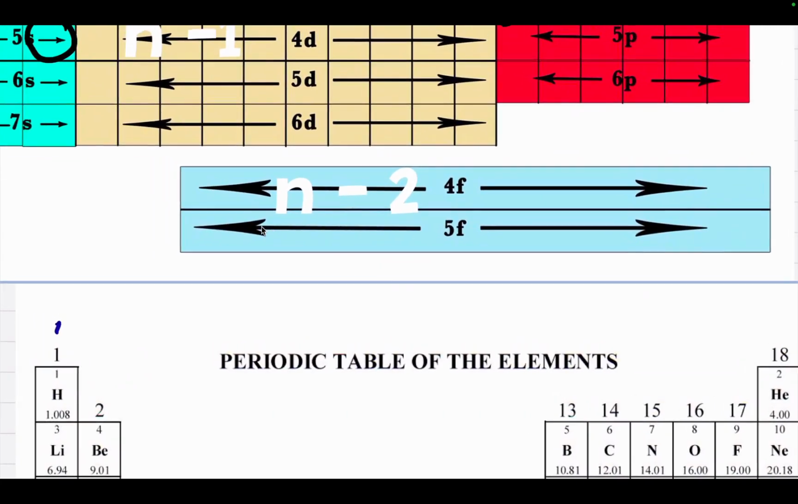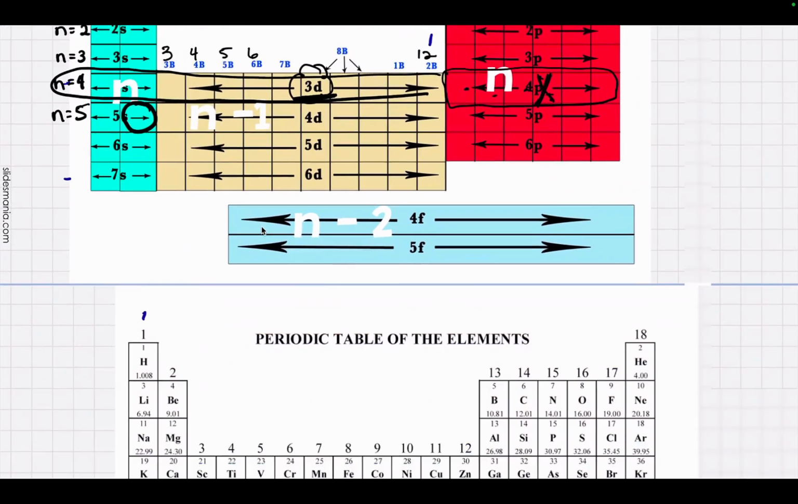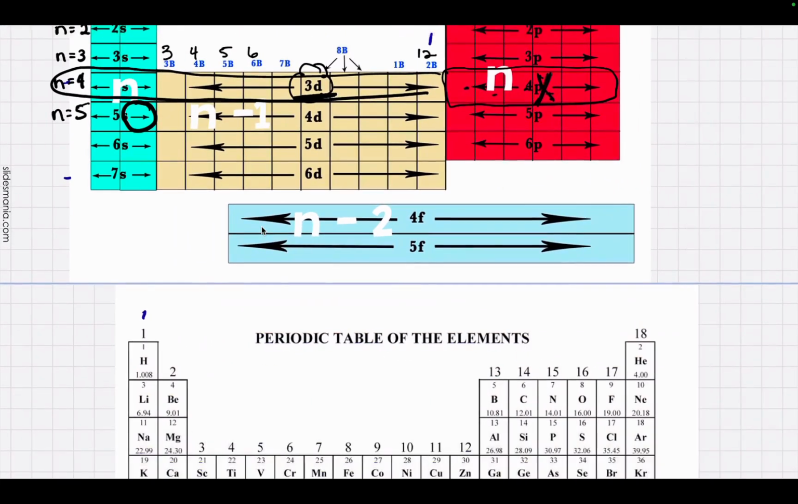When we get to the F, we actually drop down 2 from whatever the n value is, and the F's appear right after right here. So when you get to that point, you go down, and we're in n equals 6, but these are really the 4 F's. And then if you're here, you drop down, and n-2 would be 5, so the 5 F's.